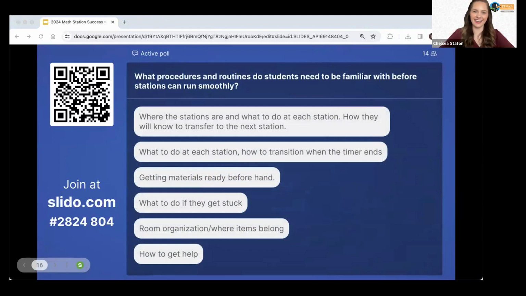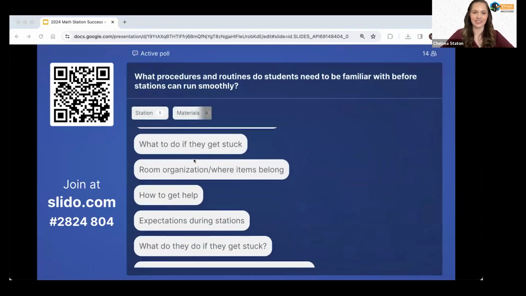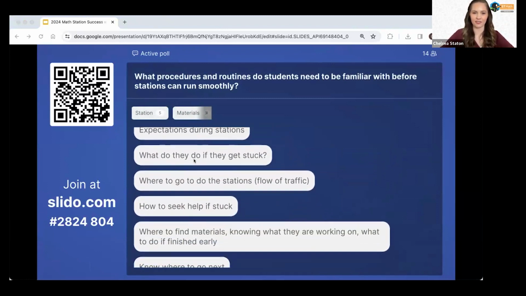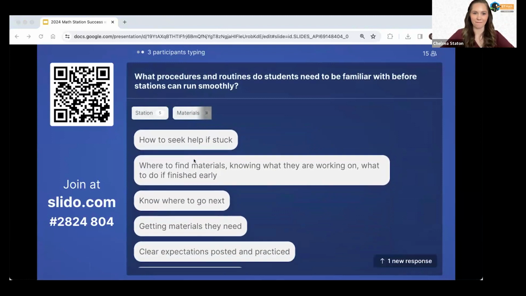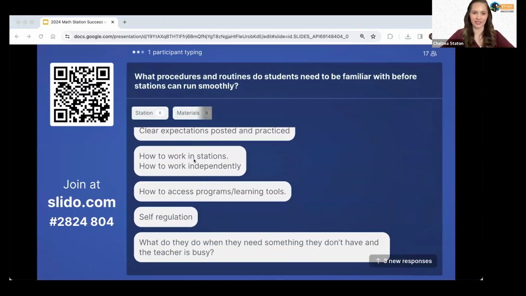What to do if they get stuck, where to find items, how to get help. Okay, a lot of these are kind of along the same lines. How to get help, what to do when they get stuck, know where to go next, materials they need, how to work independently, what to do if they need something and the teacher is busy. Okay, perfect.